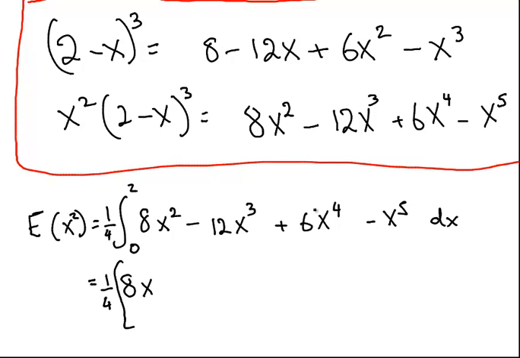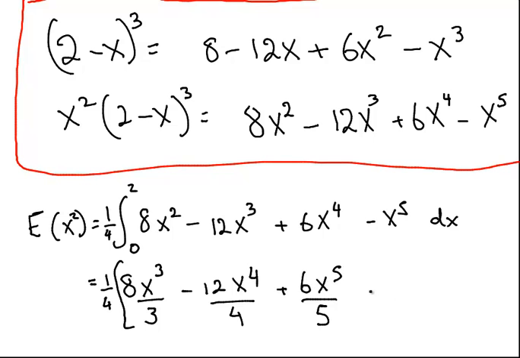So 8x cubed over 3, minus 12x to the power of 4 over 4, plus 6x to the power of 5 over 5, minus x to the power of 6 over 6, and again we have our limits 0 and 2.